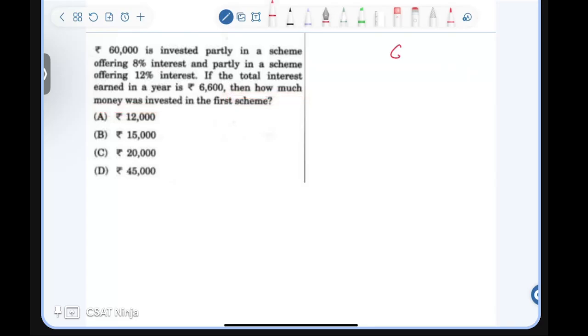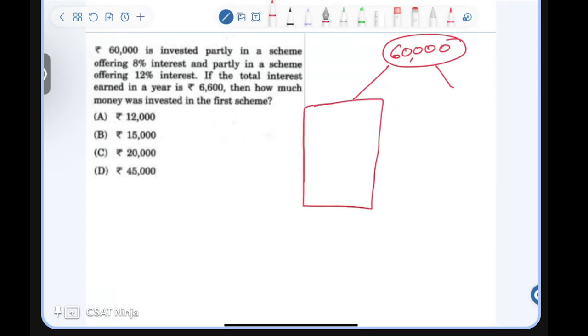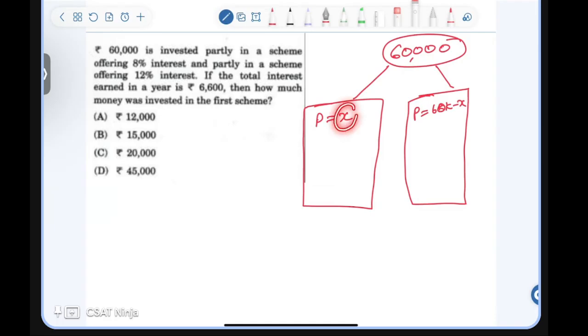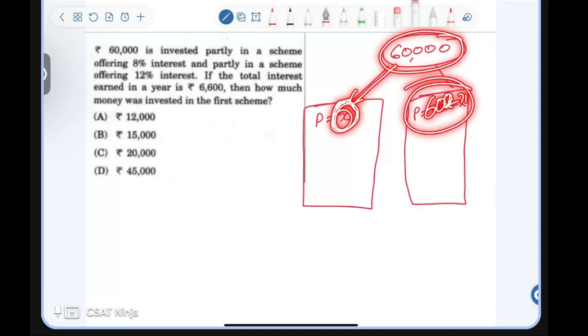It's like this. There was an amount of 60,000, and we are investing in two parts. The first scheme is this one. Let me assume in the first scheme I'm investing X rupees, which means in your second scheme, how much are you investing? Principal is 60,000 minus X, because you are investing X amount here. From this 60,000, you have invested X here. That means the remaining will be 60,000 minus X, the amount invested in the other scheme.